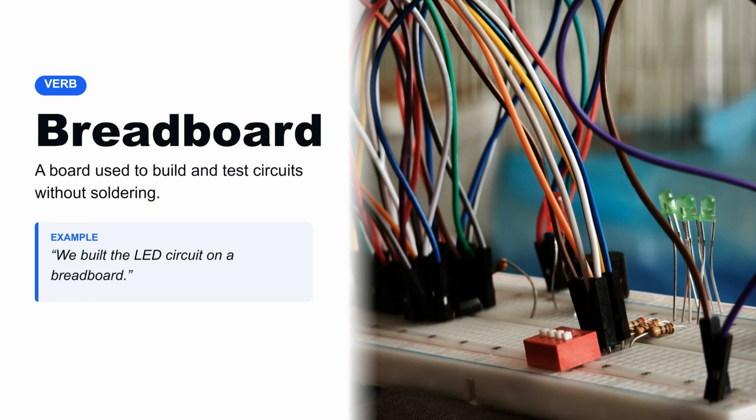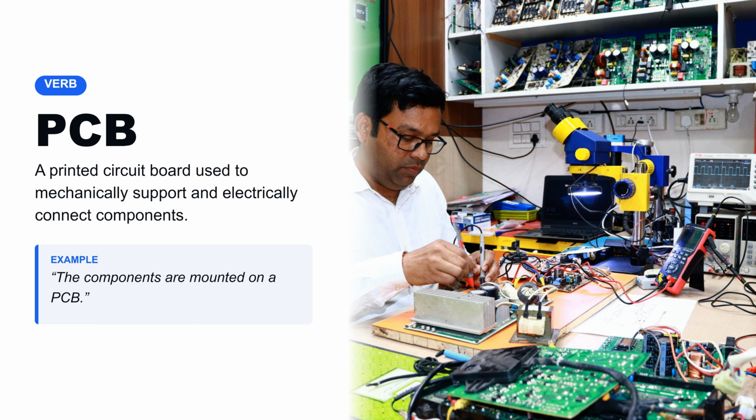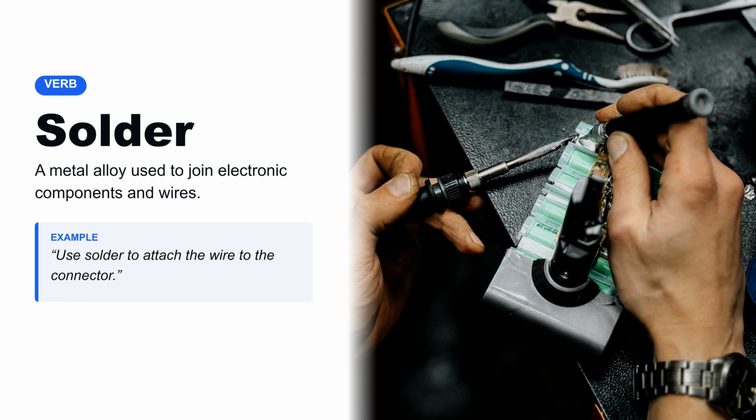Breadboard. A board used to build and test circuits without soldering. We built the LED circuit on a breadboard. PCB. A printed circuit board used to mechanically support and electrically connect components. The components are mounted on a PCB. Solder. A metal alloy used to join electronic components and wires. Use solder to attach the wire to the connector.